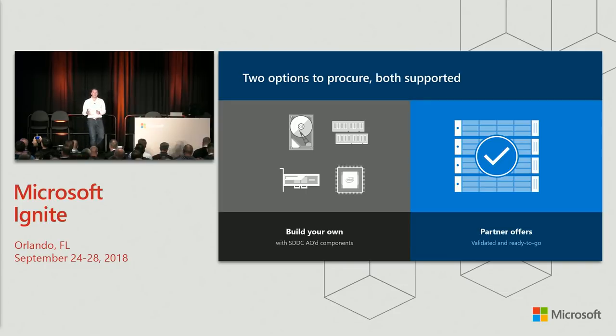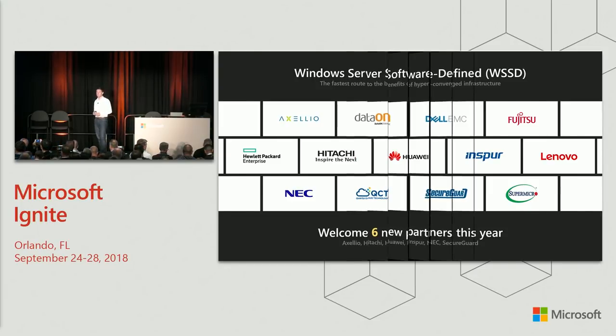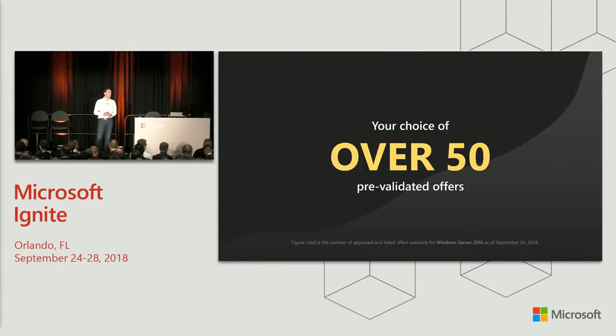That's one option. The path that we really recommend, though, is to go with a pre-validated and ready-to-go offer from one of our partners. We have been working with all of the leading server vendors in the industry. We have over a dozen partners now who are actively testing and validating hardware for Storage Spaces Direct. And these partners, among whom nearly half are new this year, have collectively tested over 50 different hardware configurations, which are now certified and validated and available as ready-to-go solutions to run Storage Spaces Direct.